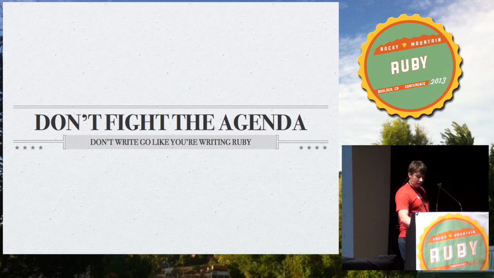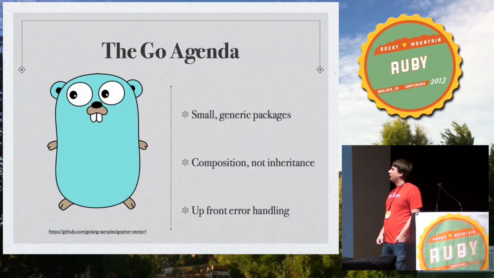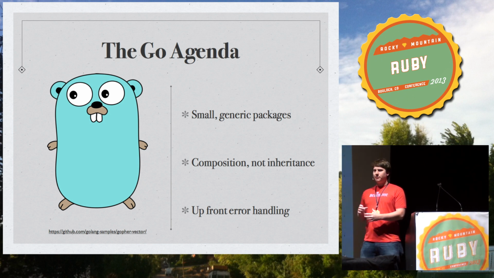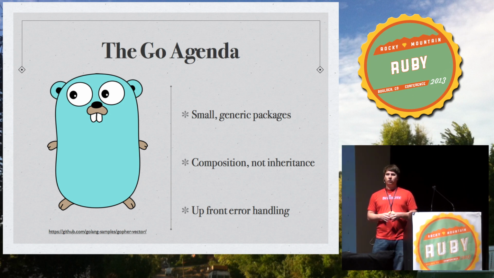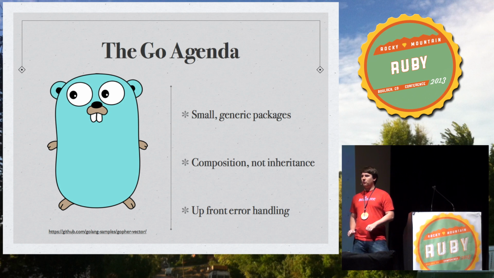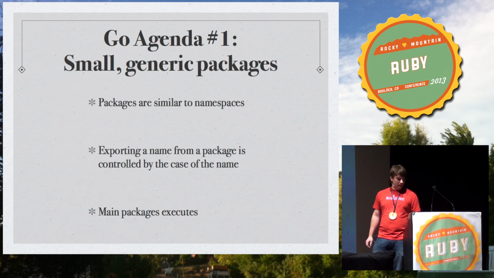Okay, but what is the Go agenda? It's so terrible. The Go agenda is that you'll write code oriented around small, generic packages, that you'll write object-oriented code but focus on composing objects together rather than having inheritance hierarchies. And most controversially, Go is really big on upfront error handling and treating errors as if they're data, rather than having special control flow mechanisms like exceptions. We'll talk about each of these items in turn and compare how Ruby handles these problems.